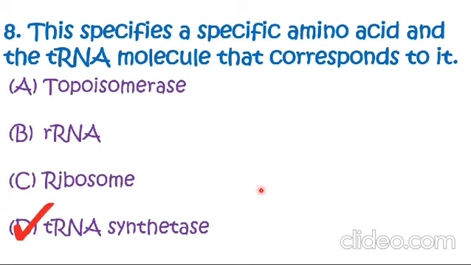tRNA synthetase is also known as aminoacyl tRNA synthetase. It is an enzyme that plays a very critical role in the translation process, which is known as protein synthesis. So the correct answer over here is tRNA synthetase.